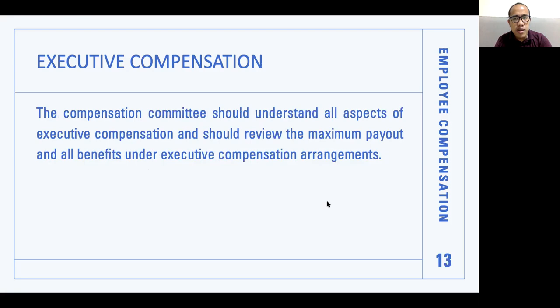Okay, the compensation committee should understand all aspects of executive compensation and should review the maximum payout and all benefits under executive compensation arrangement. Siyempre, dapat may limitations on how the compensation committee will come up with the compensation plan. Diba? Baka naman maglagay sila dyan ng bilib na bilib sila dun sa CEO to the point na ang taas-taas ng sweldo, hindi naman kaya ng company.